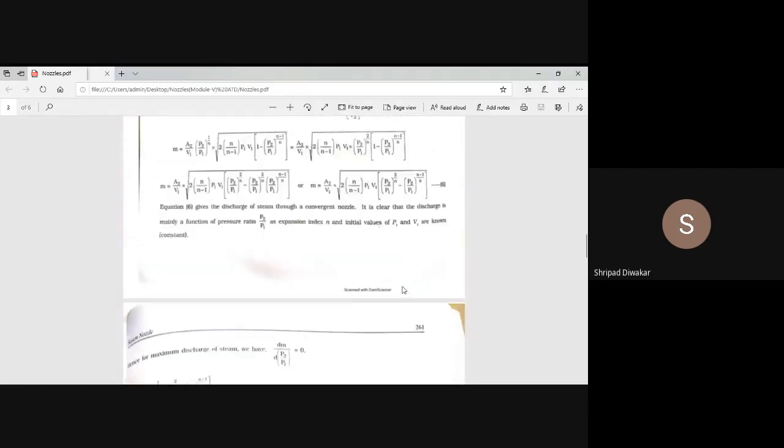Next, once again, minus P2 by P1 is there. Same, you have to replace. P2 by P1 is nothing but 2 divided by n plus 1 to the power of n divided by n minus 1, whole power n plus 1 divided by n, because we have the power as n plus 1 divided by n in equation number 6. You substitute the value of P2 by P1 from equation number 7 in equation number 6.